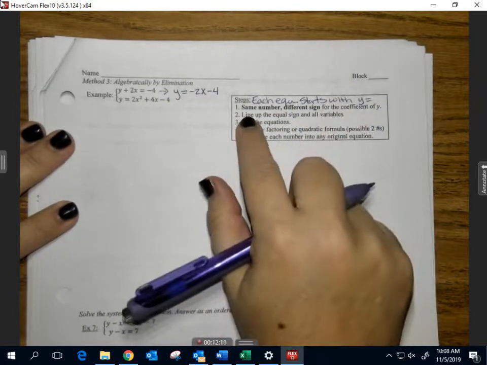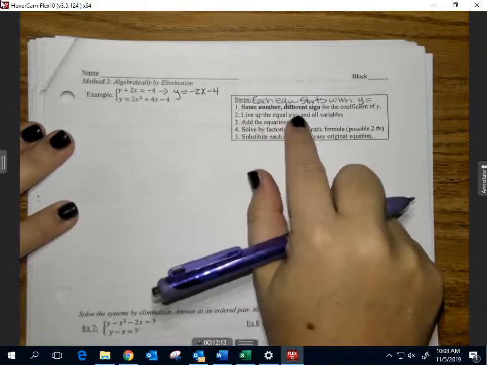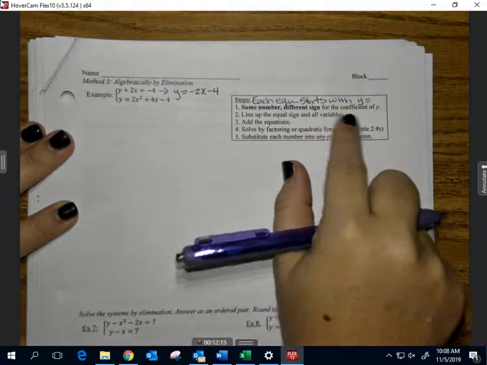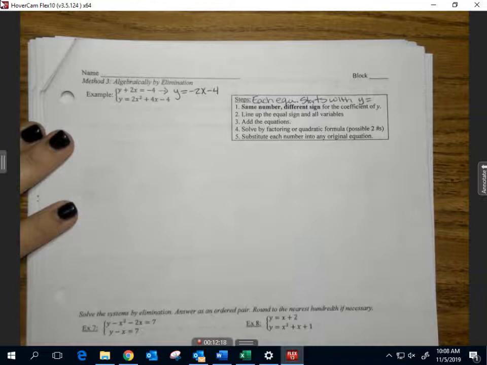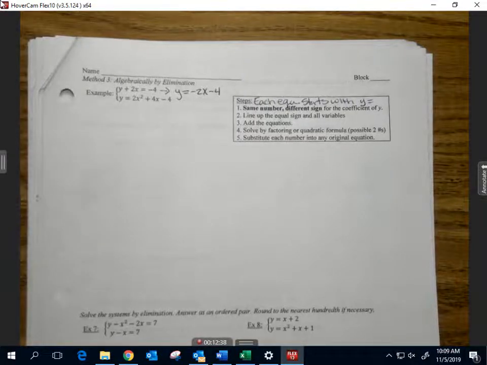Step 1 says you want the same number but different signs for the coefficients of y. That's a big word, coefficient. What is a coefficient, like the coefficient of y? What would I be looking at? That's what the different signs mean. We want it to be the opposite, but what does it mean by the coefficients having to be opposite? What are the coefficients of y?